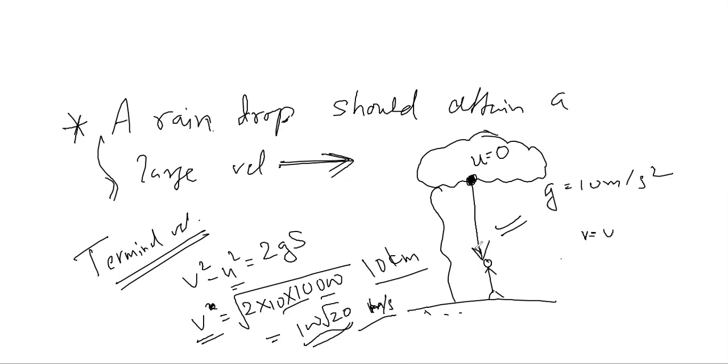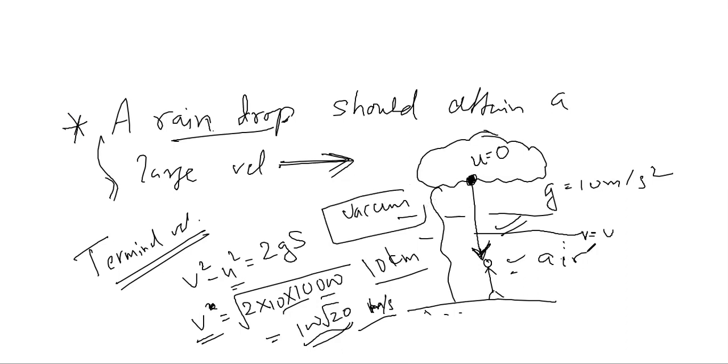But it doesn't happen. So why? Because a raindrop attains a terminal velocity, because there is air here. Had it been a vacuum, then we are gone, like in case of raining, we are gone. This is due to the air drag that we are safe. We can enjoy the rain.